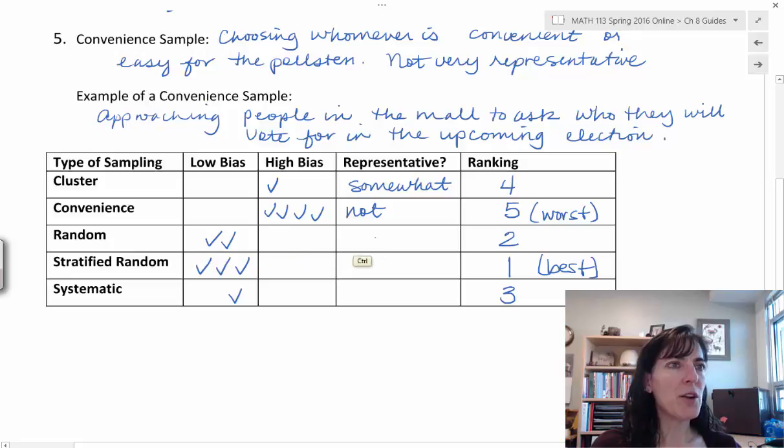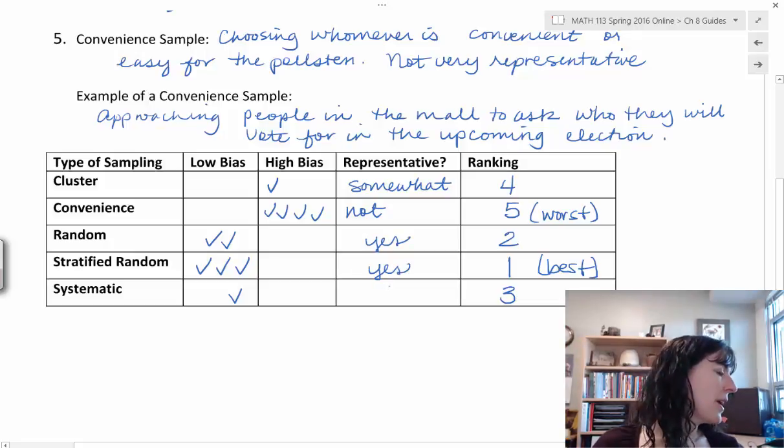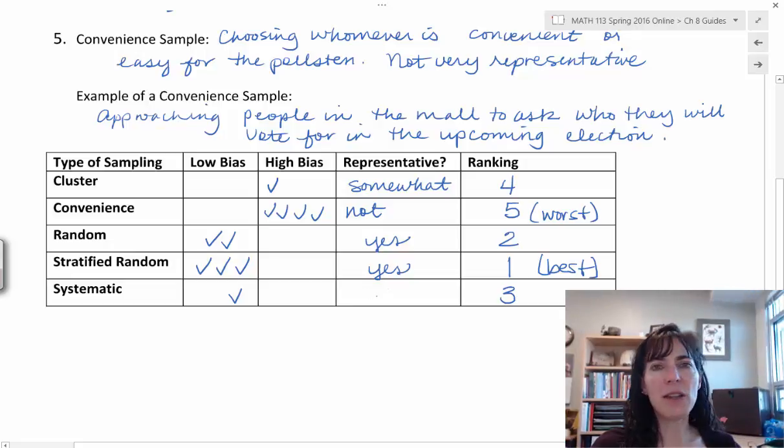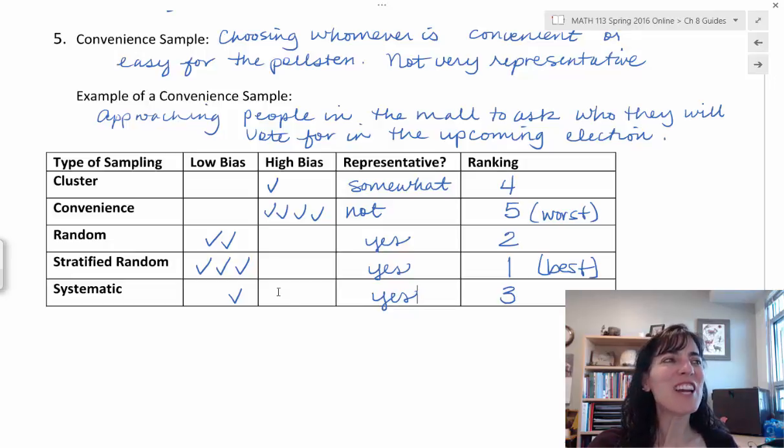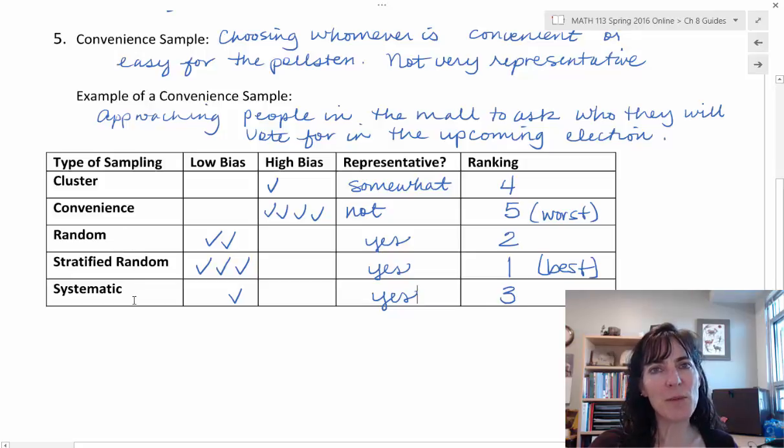And let's come back here. Is random sampling representative? Yes. Stratified random? Yes, for sure. And then systematic, another yes. So if you had to choose, and I think you will need to choose for your project, you would probably want to choose random, stratified random, or systematic. Systematic is going to be the easiest, but stratified random, if you did it properly, is going to be the best.